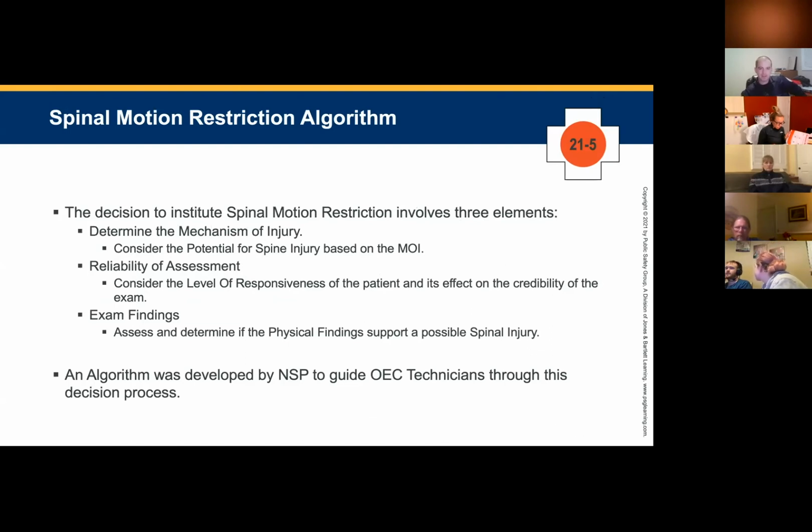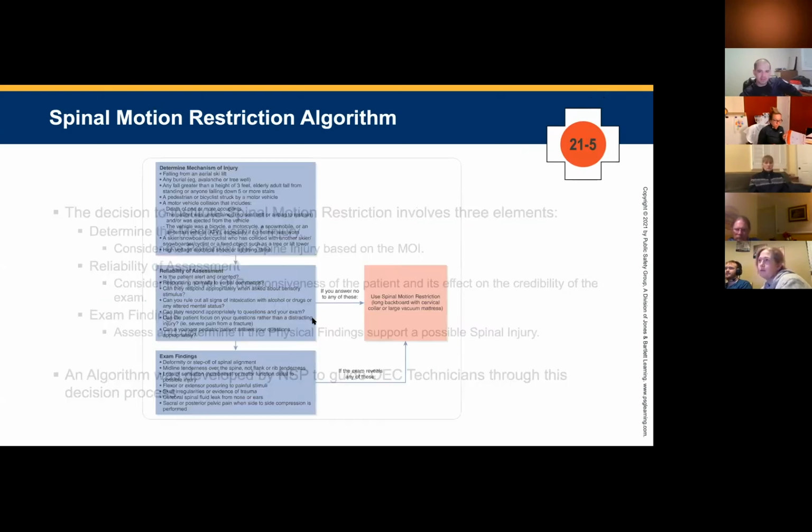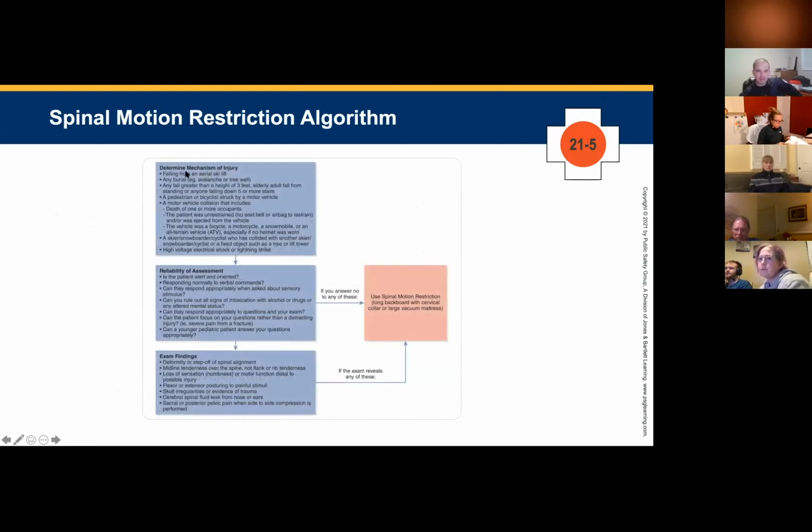There is an algorithm that NSP has developed where we look at the mechanism of injury, the reliability of the assessment, and the exam findings to determine whether or not we are going to put the patient on the backboard. Earlier, I referenced our Clark County protocols for EMS. I think that's a really good guide. It gives you the breakdown, those points that you really want to assess to see if we're going to place the patient on a collar or a backboard.